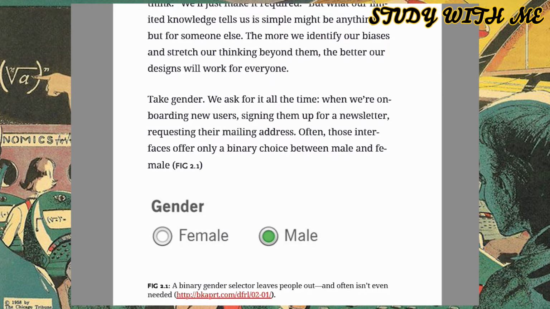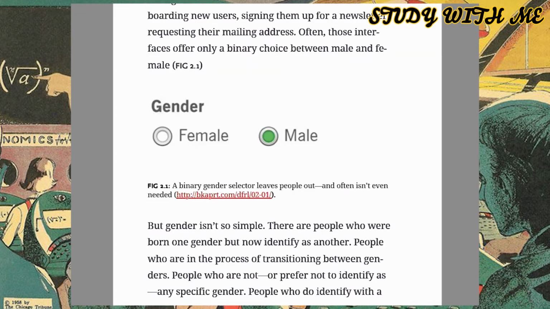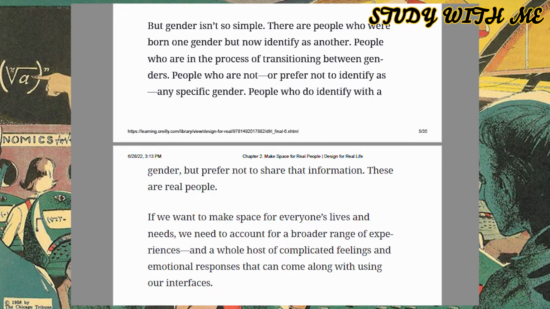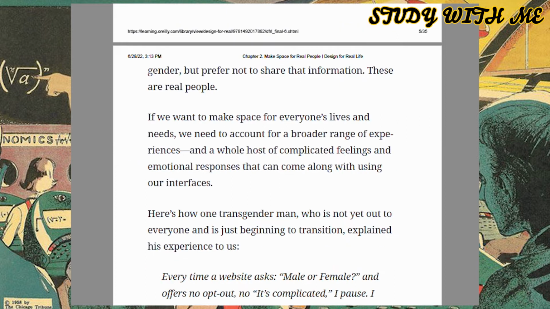Take gender. We ask for it all the time when we're onboarding new users, signing them up for a newsletter, requesting their mailing addresses. Often, those interfaces offer only a binary choice between male and female. But gender isn't so simple. There are people who were born one gender but now identify as another, people who are in the process of transitioning between genders, people who are not or prefer not to identify as any specific gender, people who do identify with a gender but prefer not to share that information. These are real people.